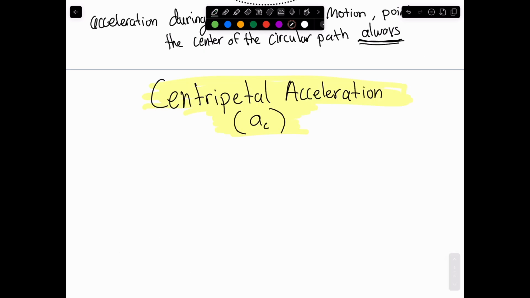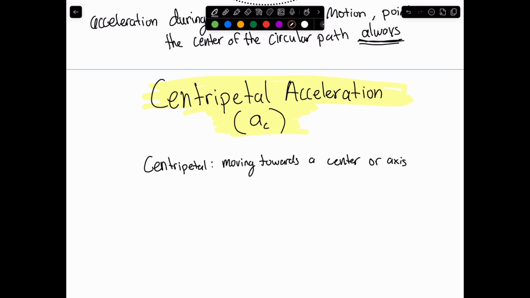Going back to centripetal acceleration, I want to explain the word centripetal a little, because it's likely that either you don't know what it means or you've just never heard the word before. So centripetal, by definition, means moving towards a center or axis.